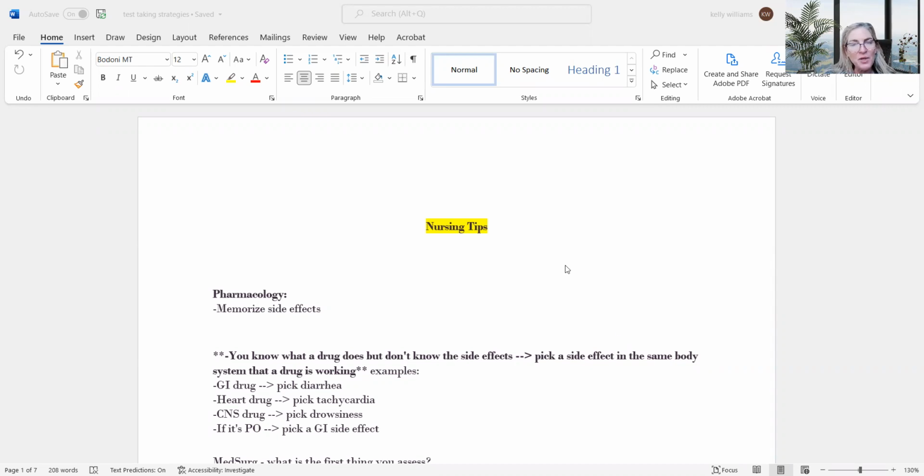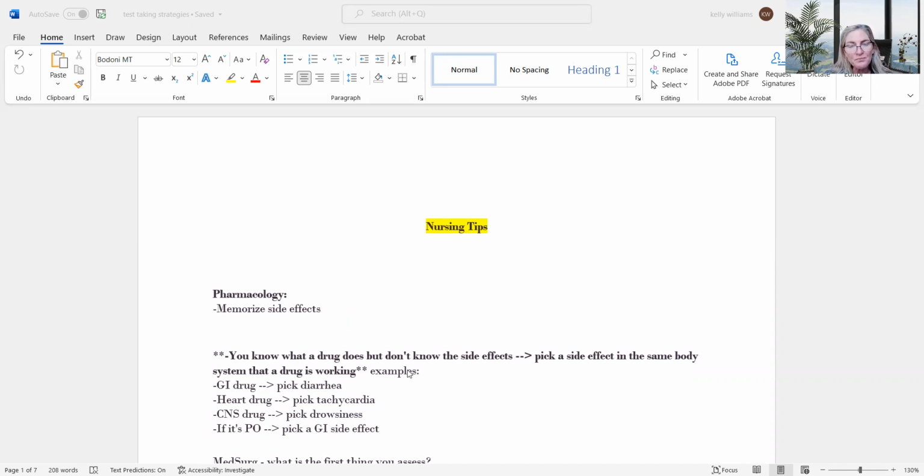Okay, so this is just a quick recap from last week. These are tips for real life and for taking tests. For pharmacology, memorize side effects of common drugs that you see all the time, knowing what the expected side effects are and what the possible adverse effects are, where you would want to instruct your patient to press their call light, or if they're at home, to call their doctor or healthcare provider.